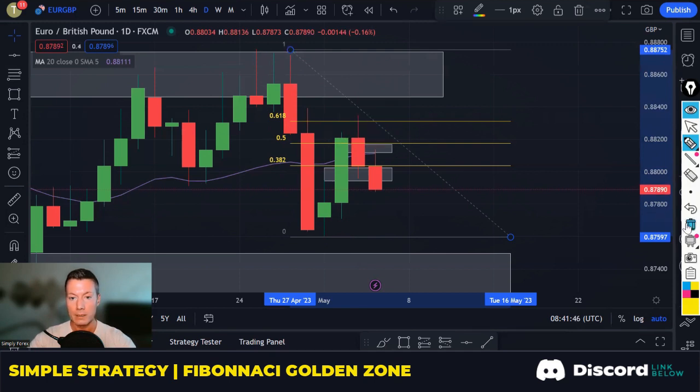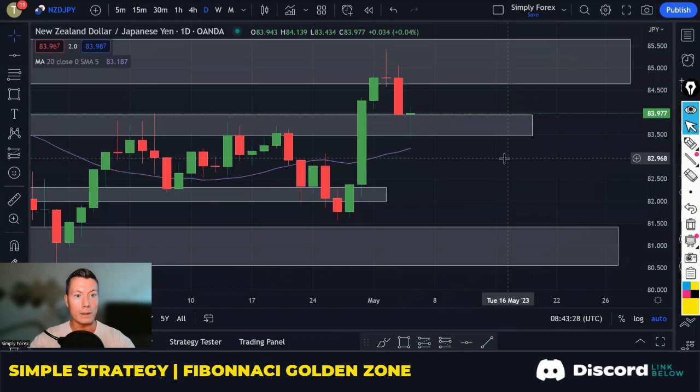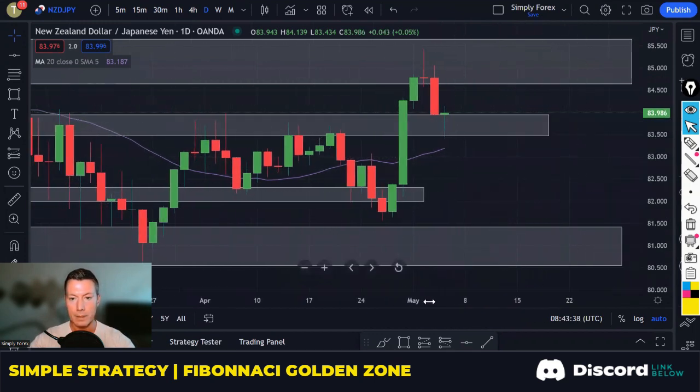All right. So we've had the reaction. Yeah, we could potentially enter here, put your stop above here, and look to take price down to these lows. All right. So yeah, pretty simple. Let's look at another example now. So this example, guys, is New Zealand dollar against the Japanese yen. And again, this is on the day chart, okay? These grey zones you're seeing are just my support and resistance levels, okay?